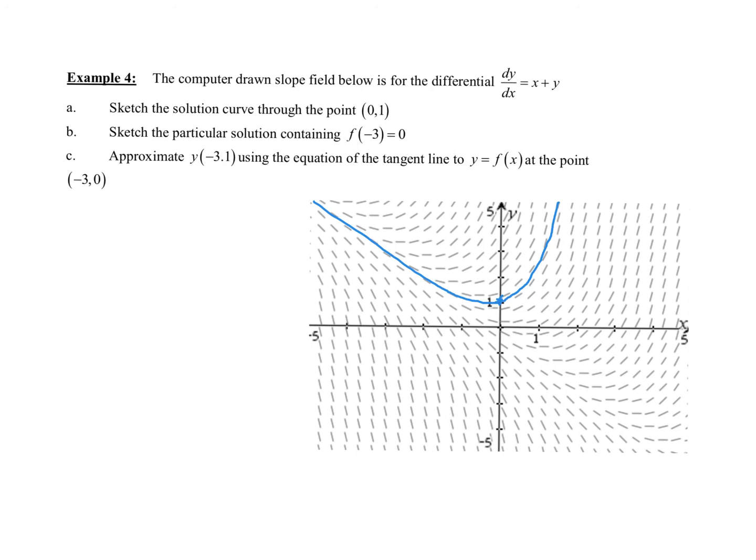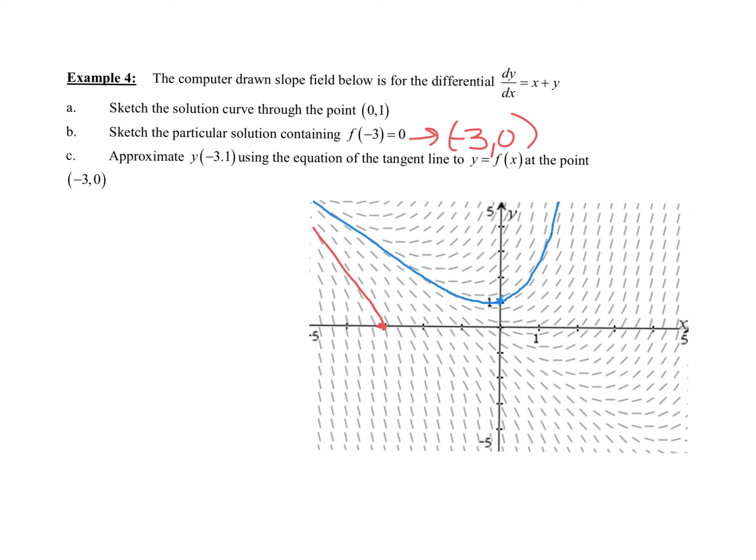But what I do want you to notice is that f(-3) = 0 is equivalent to the point (-3, 0). So you just need to figure out where (-3, 0) is. It's right here. The solution curve for that is a little weird looking. It's like this, so that's going to look more like that.